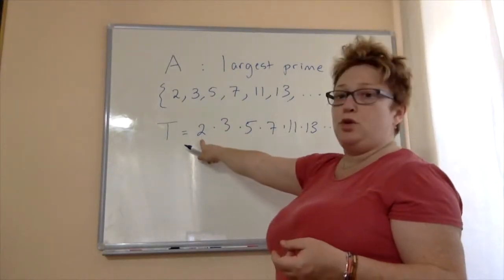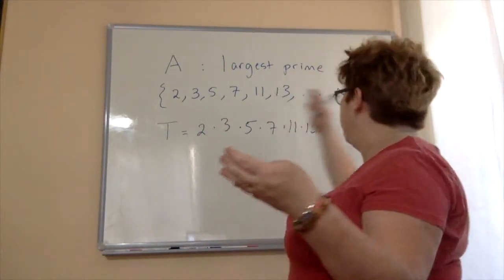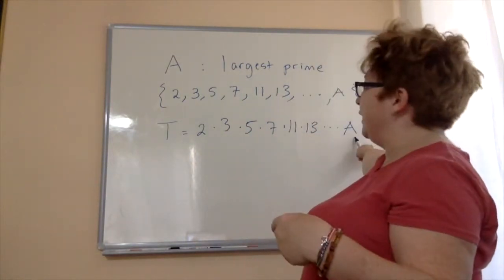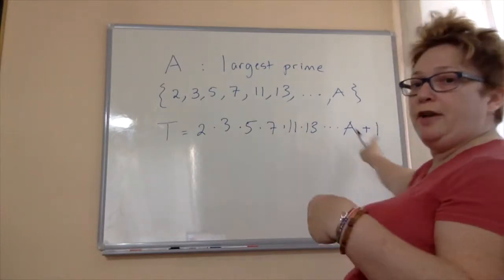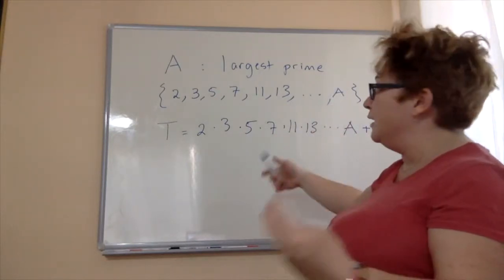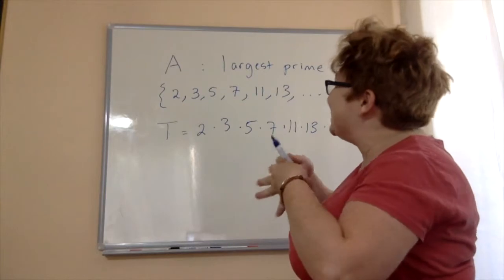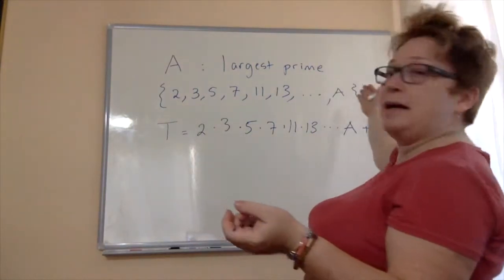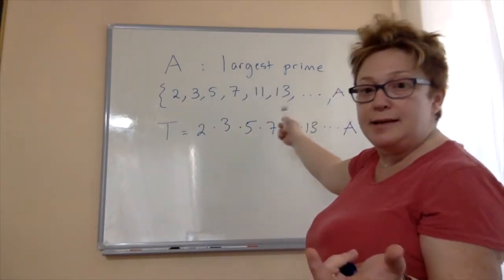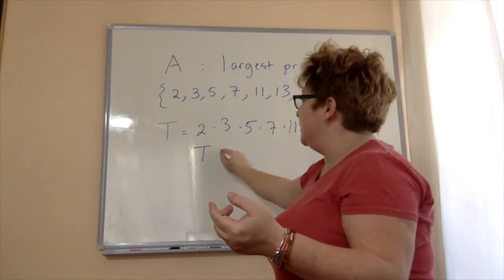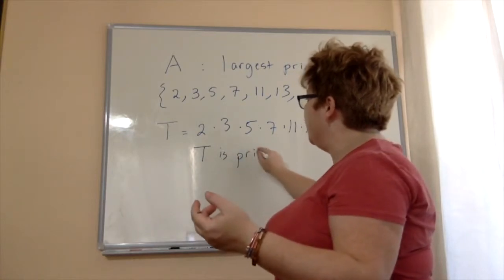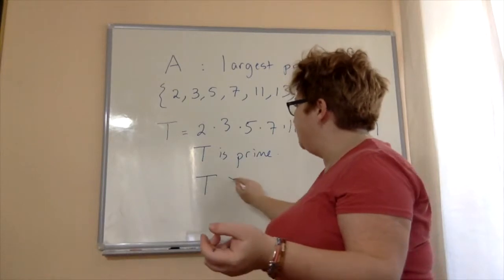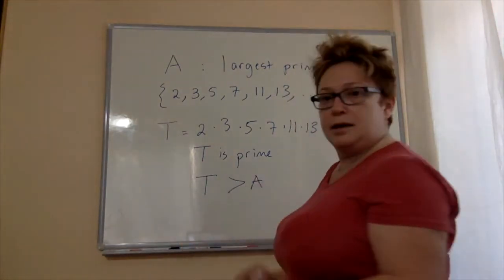Is T divisible by 2? No. When I try to divide it by 2, I get a remainder of 1. Is T divisible by 3? No. I get a remainder of 1. Is T divisible by 5? No. I get my remainder 1 again. So what can I say? T is not divisible by any of these numbers in my set. So what can I say? I can say T is prime. But clearly, T is bigger than A.